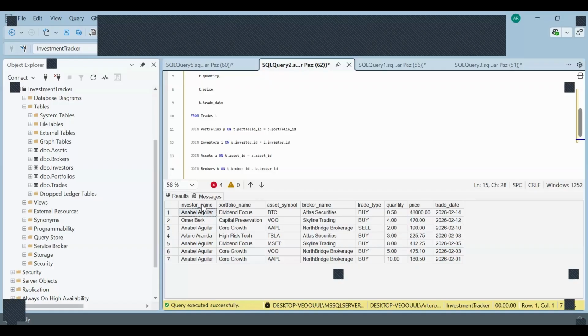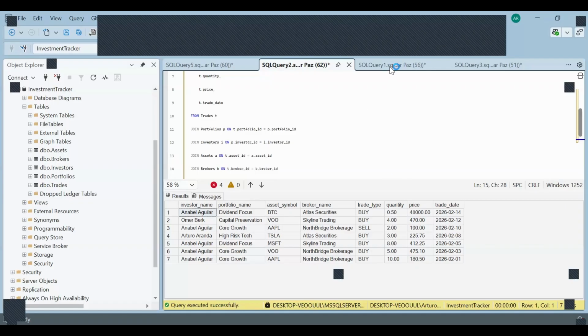In here we can see the results, which are the investor name, portfolio name, asset symbol, broker's name, trade type, quantity, price, and trade date, and the results are sorted by trade date in descending order, so we can see the most recent trades appearing first.